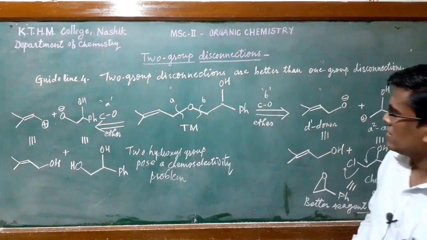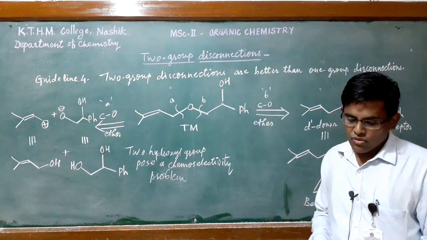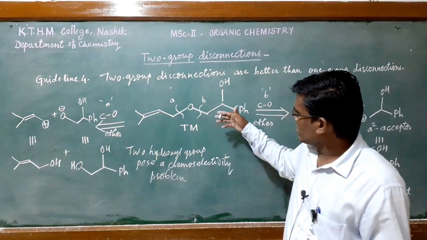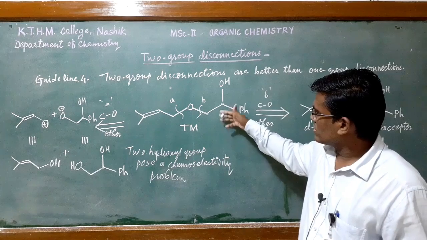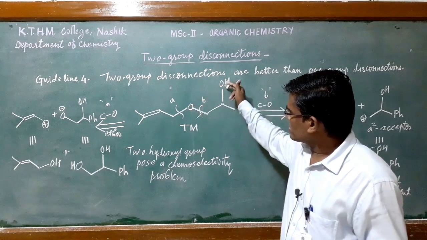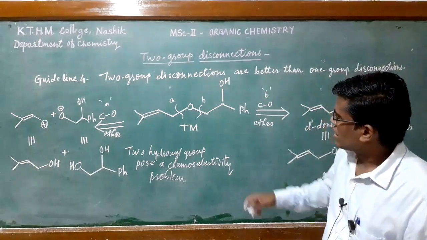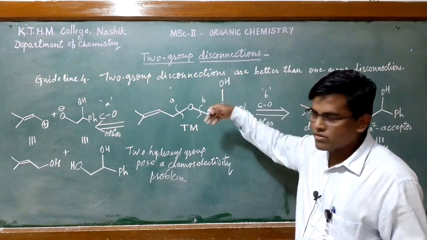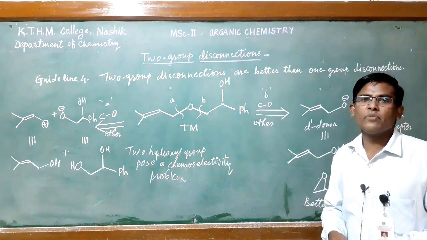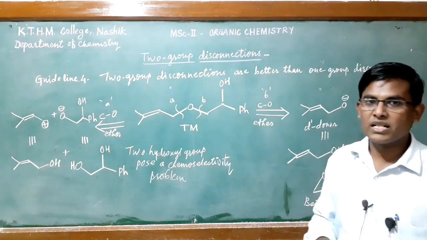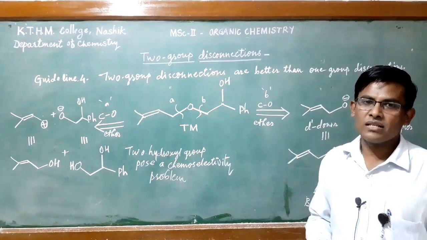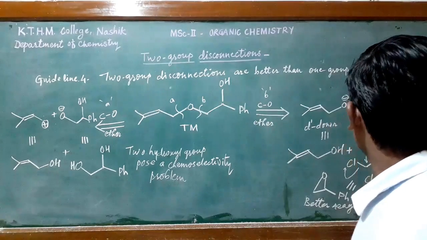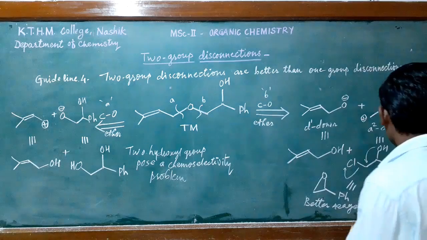So this is about two group disconnections. When you look at this molecule, you observe two functional groups, and after cleaving this bond, the other functional group is also involved. The involvement of two functional groups in the disconnection is known as a two group disconnection. Let us now have the forward synthesis.